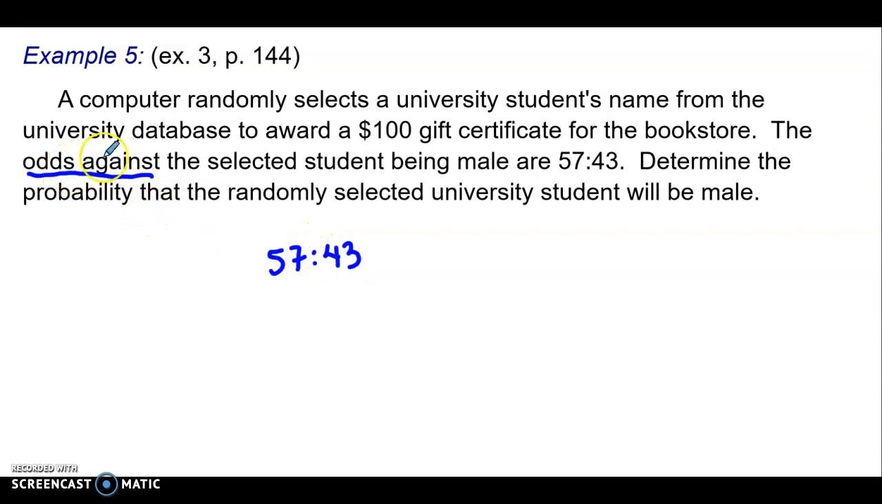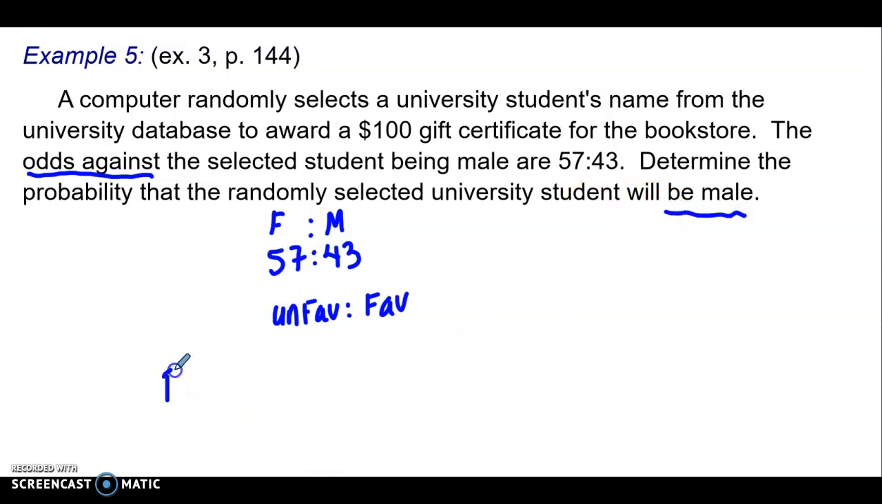Since this is the odds against something happening, we have our unfavorable to our favorable. This tells us that the favorable outcome is a male, so the 43 is male, which means that 57 is the number of females. Determine the probability that the randomly selected student will be a male.